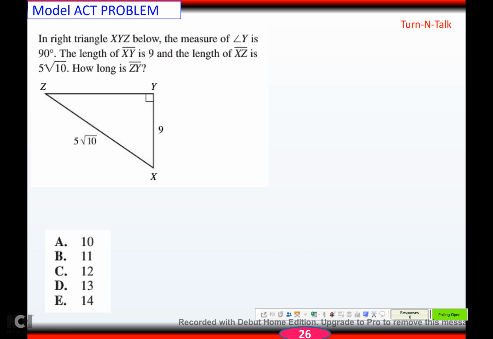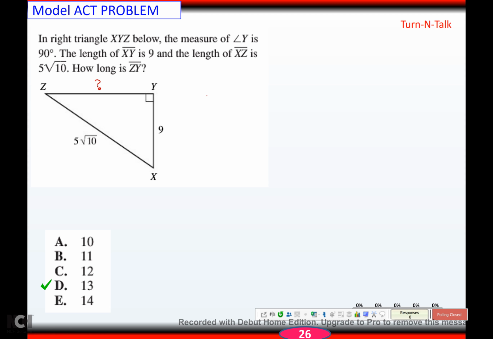Okay, try this one. Hit pause. Come back when you're ready. All right, in a right triangle XYZ below, the measure of angle Y is 90 degrees. The length of XY is 9, and the length of XZ is 5 square root of 10. How long is ZY? So they're looking for this side up here.